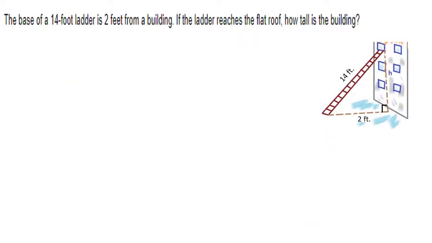Now here's one more typical problem that would set up using the Pythagorean theorem. It says we have a 14-foot ladder that's 2 feet from the building, and the ladder reaches the flat roof. How tall is this building? We notice the right triangle, and this time my A and B sides are 2 and H. I actually know what the diagonal is, the C, it's 14.